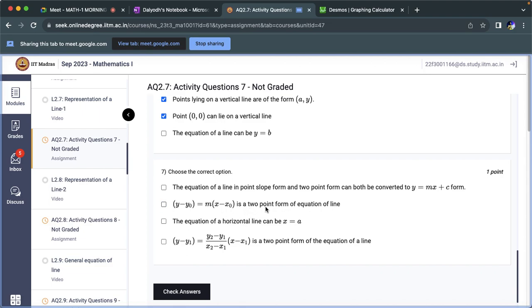Actually, no, this is not a correct option. Which of the following is the 2 point form of the equation? Yeah, you are right. This is the point slope formula. The second option is the point slope one, so this is not the 2 point form.